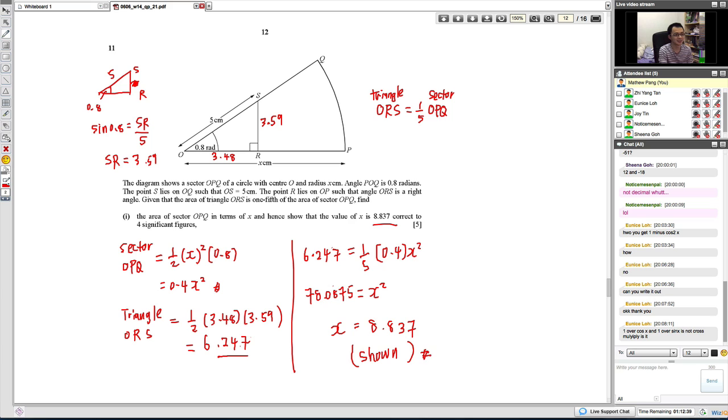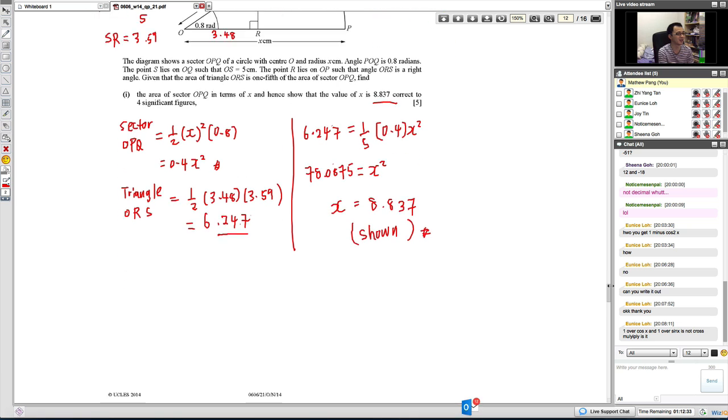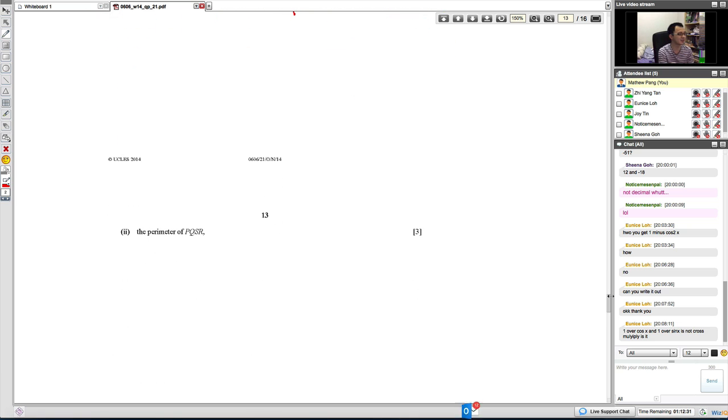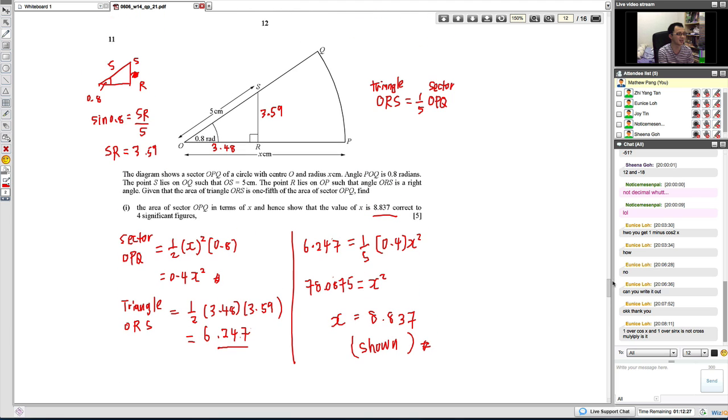Alright. Yeah, 5 marks because of this. Okay, I hope it's not too hard for you to understand. And the next one asks me to find the perimeter of PQRS. Basically you need to find the perimeter for this one.